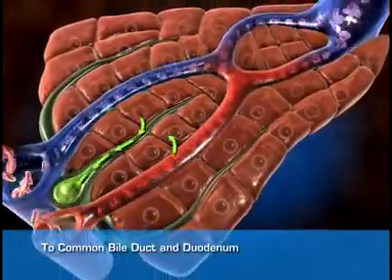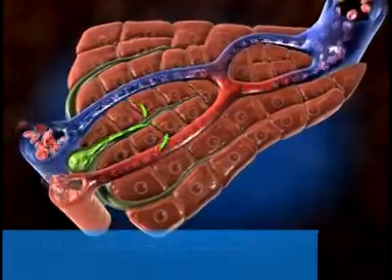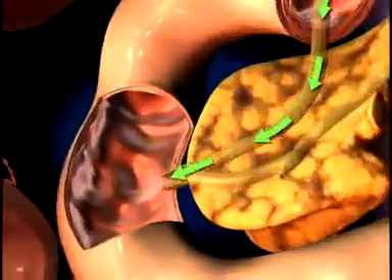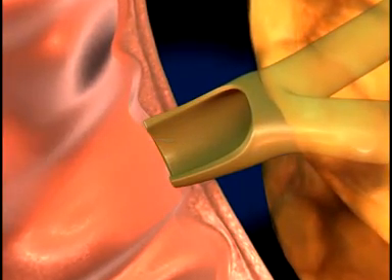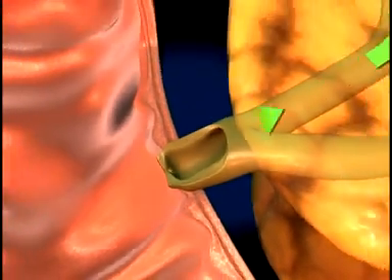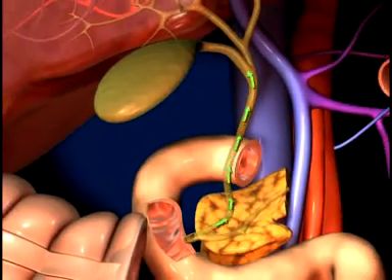The bile canaliculi pass the bilirubin along to the common bile duct, where it is carried to the duodenum. At the duodenum, muscle tissue called the sphincter of Oddi regulates the flow of bile into the duodenum. When this sphincter is closed, bile moves back into the common duct and the gallbladder, where it is stored.